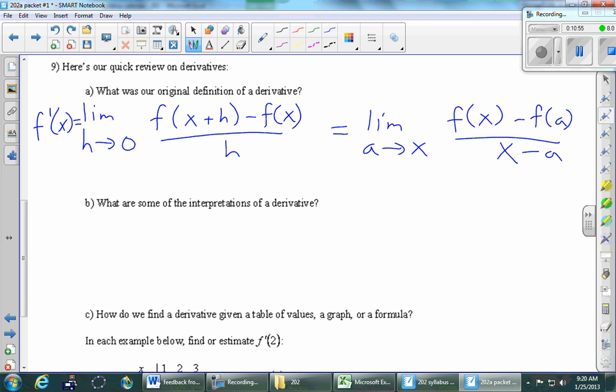And then we go to B, some of the interpretations of the derivative. Chris, what did you say? Slope of the tangent line. Good. Other interpretations of the derivative. Rate of change. I want one more adjective in the front of rate of change.